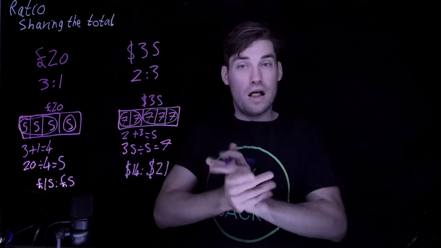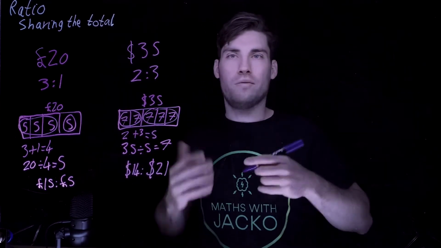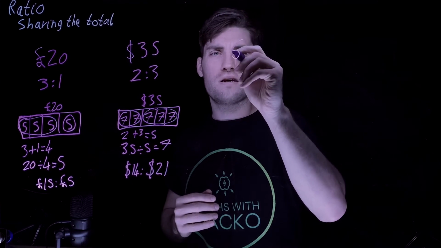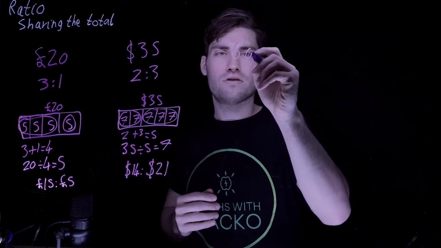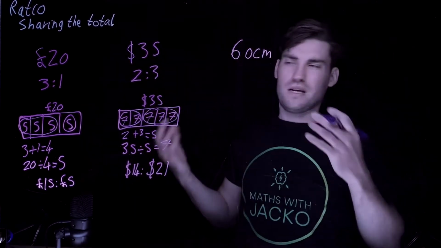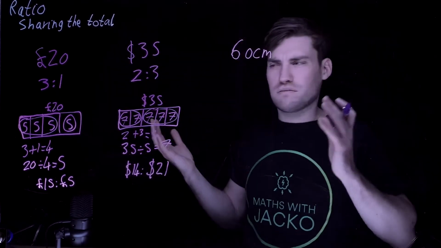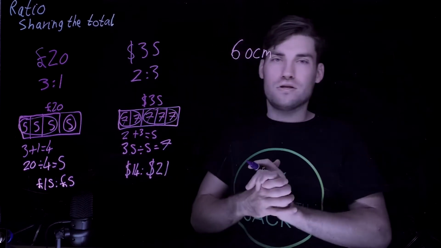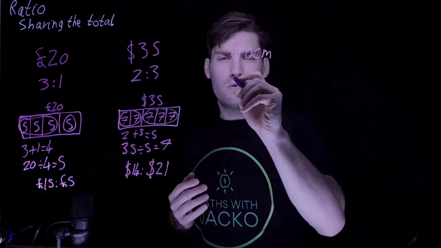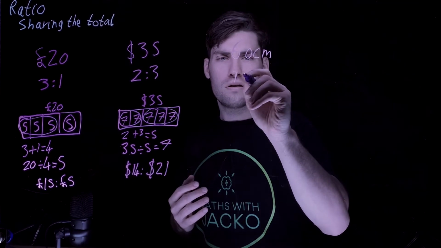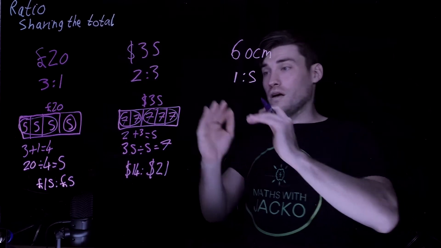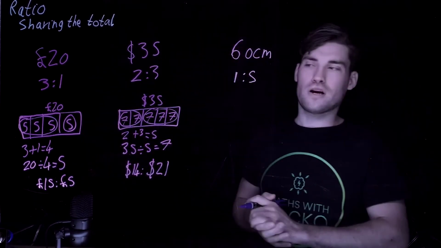So have a go at this next one. Let's step it up that bit more. This time we'll do 60 centimeters, okay? Because it's not always going to be money, it can be measurements, it can be, you know, liters, gallons, it varies, okay? 60 centimeters in the ratio of, let's go 1 to 5 this time. So pause it, just follow the steps and have a go.